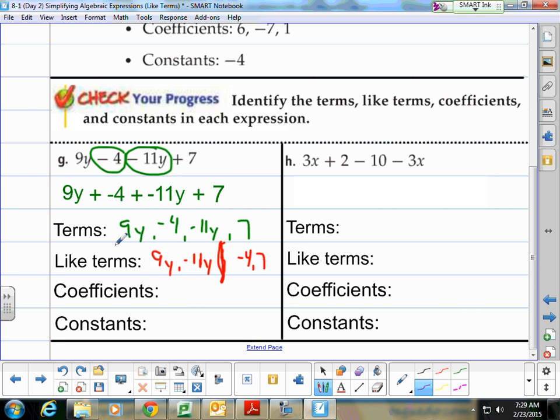The coefficients, again, are the numbers in front of a variable. So my coefficients here are 9 and -11. My constants are the numbers without a variable. So my constants are going to be -4 and 7.